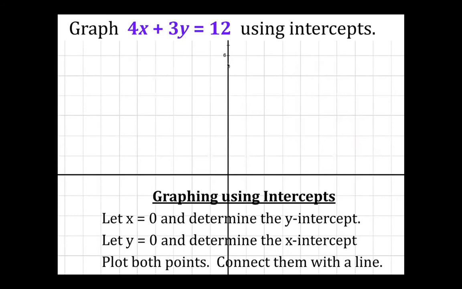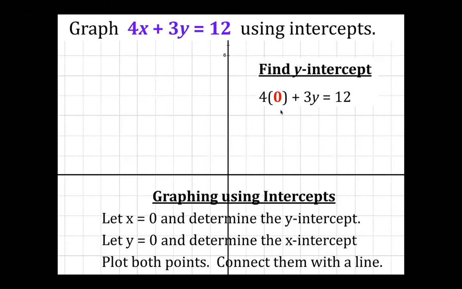So we have an equation in standard form: 4x plus 3y equals 12. Number 1, we're going to let x equal 0 and determine the y-intercept. When we let x equal 0, that means that you just substitute x for 0. So plug in 0 for your x value. Notice how when you do that, your 4x completely cancels, since any number times 0 will just equal 0, and you're left with 3y equals 12.